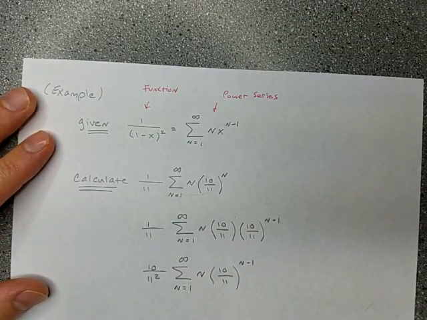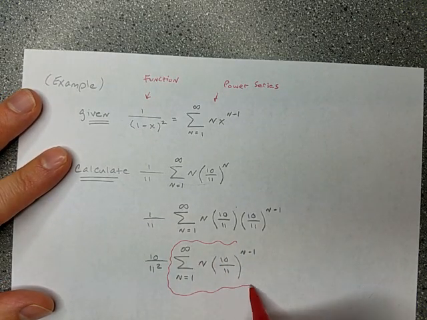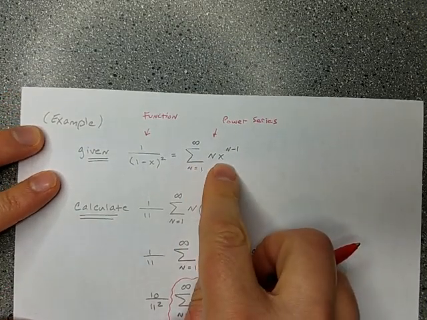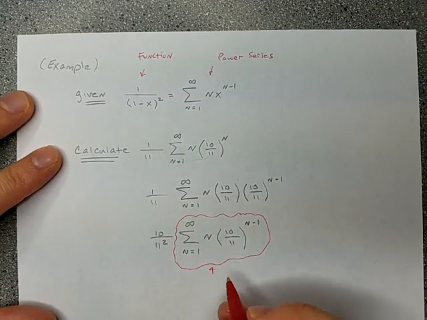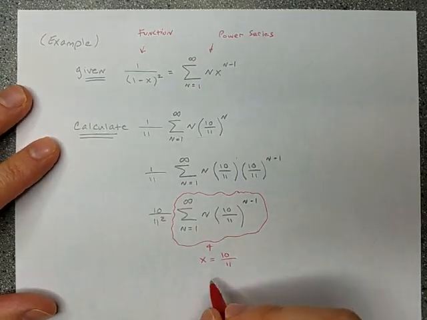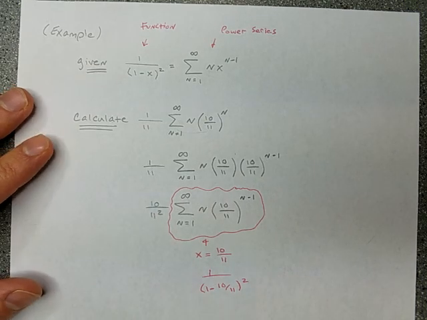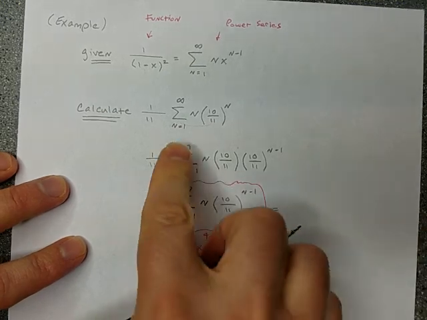All right? So at least this right here is going to be what? How can you calculate this thing? You can calculate it by that function. So at least this part right here has x being 10 over 11 and is therefore going to be 1 over (1 minus 10 over 11) squared. Okay? All right. So here goes my final calculation for this.